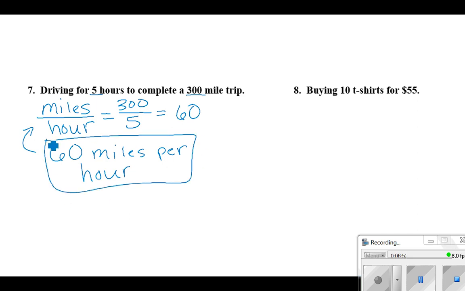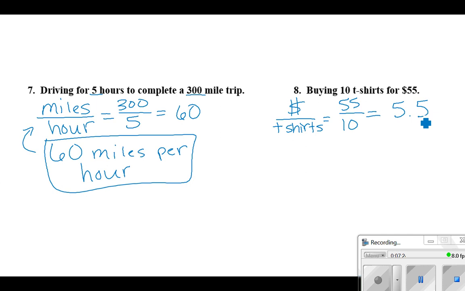And finally, number 8, buying 10 t-shirts for $55. You have to use the money over the t-shirt, because you never go into a store with $1 seeing what you can get, because you can't buy parts of anything. So dollar is always on the top. It is a top priority. So the dollar is 55. The t-shirts would be 10. And if you divide that, you get 5.5.